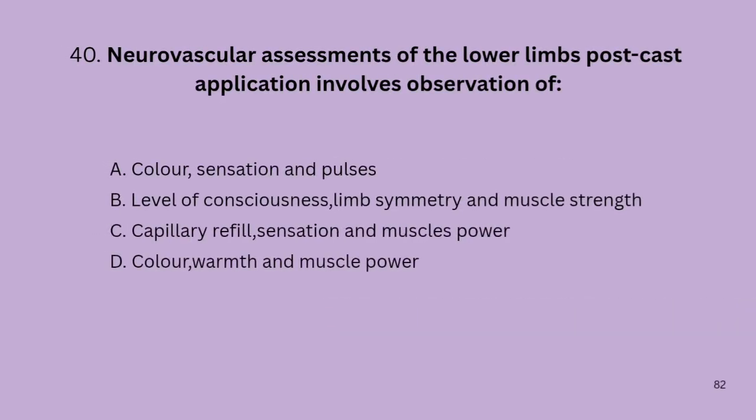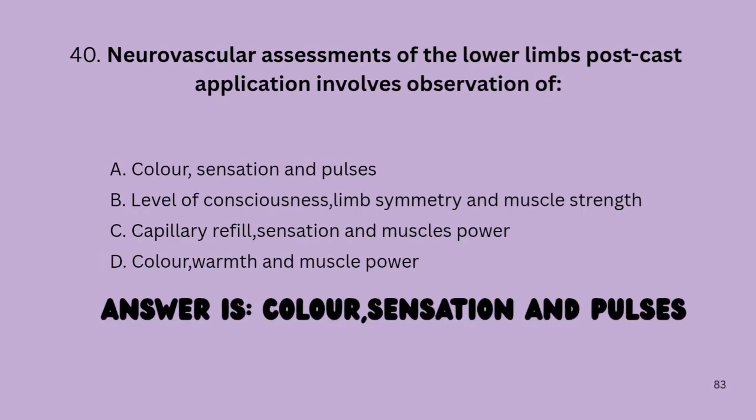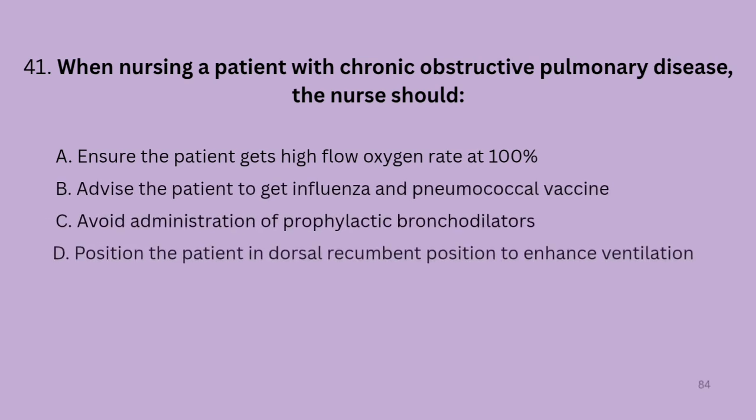Number 40. Neurovascular assessments of the lower limbs post-cast application involves observation of: color, sensation and pulses; level of consciousness, limb symmetry and muscular strength; capillary refill, sensation and muscle power; color, warmth and muscle power. The correct answer is color, sensation and pulses.